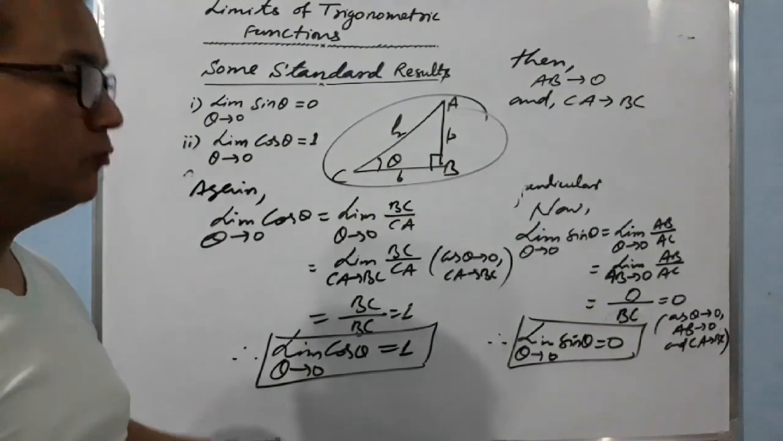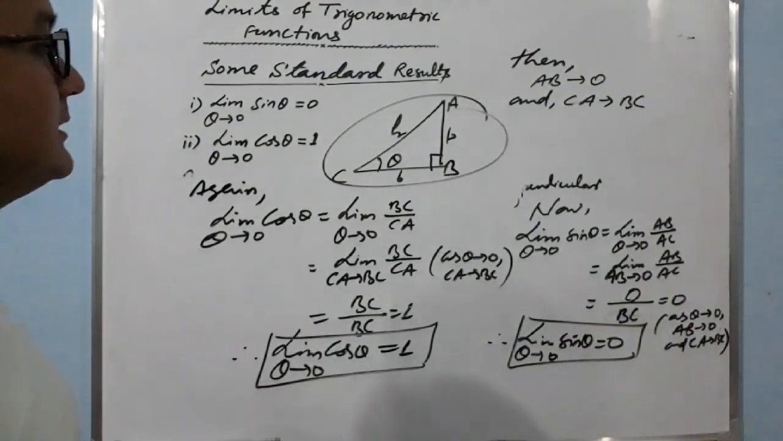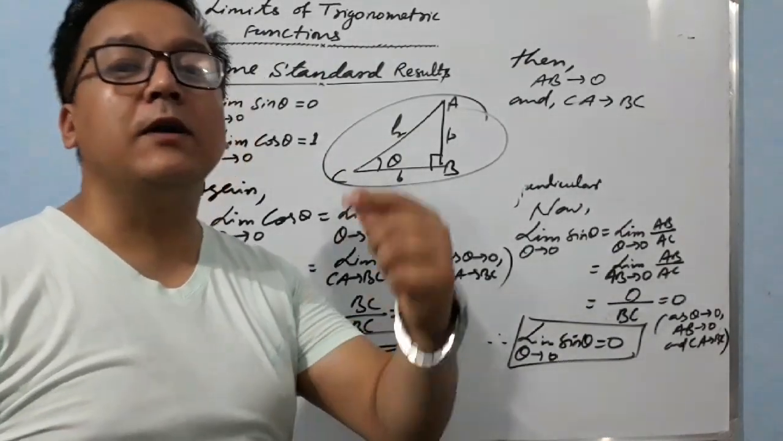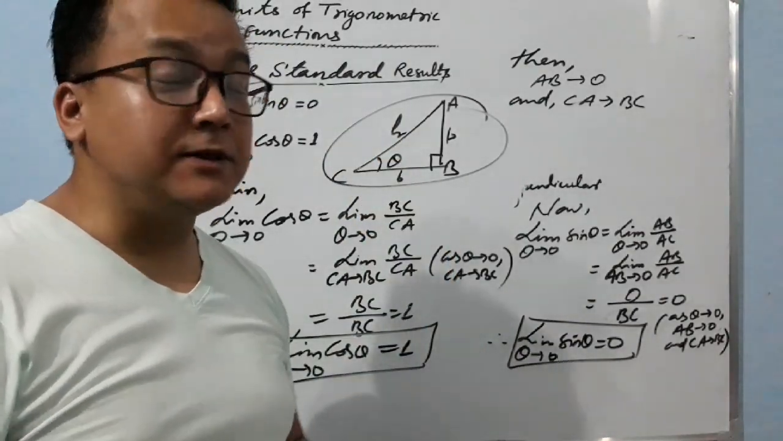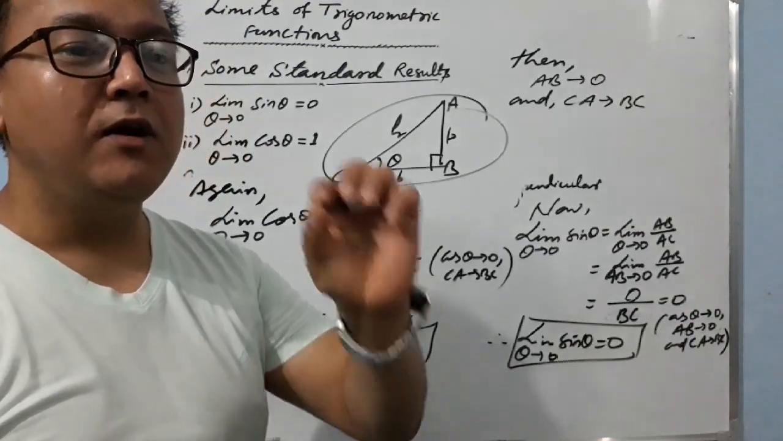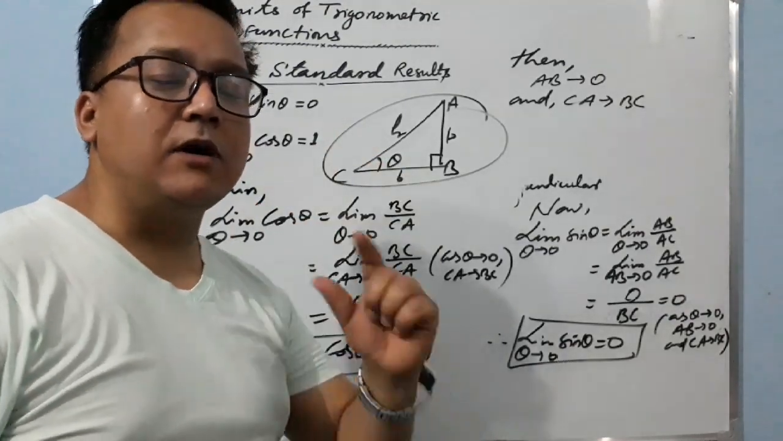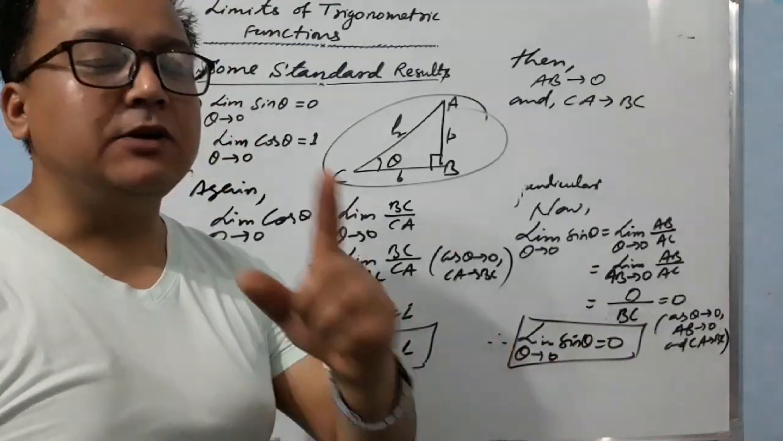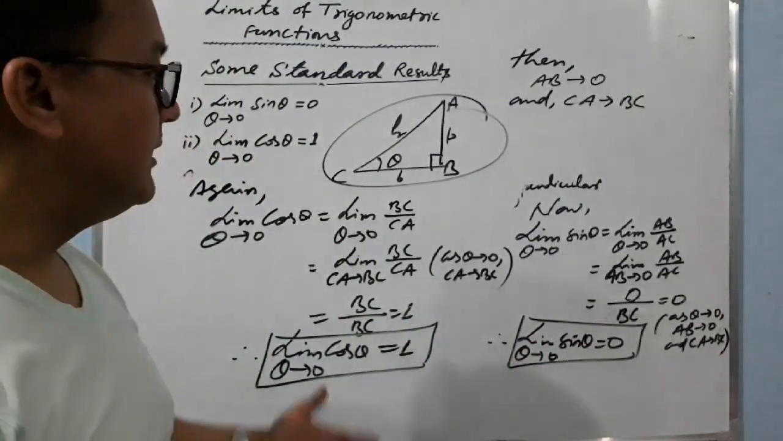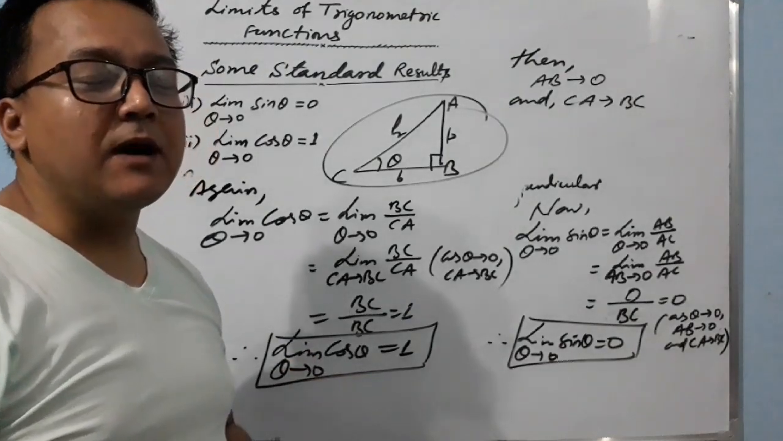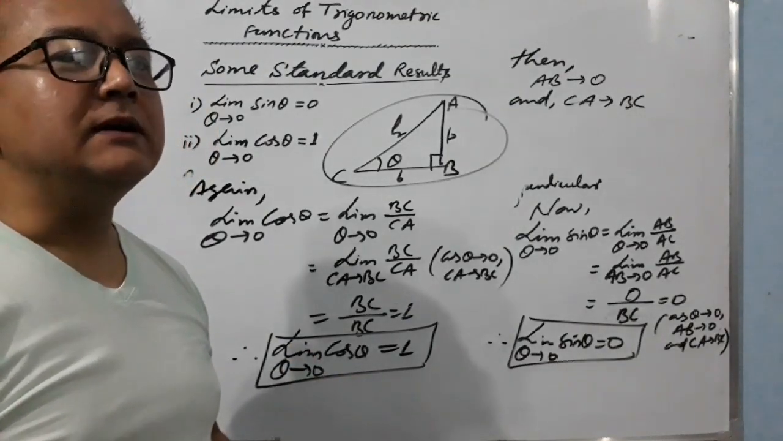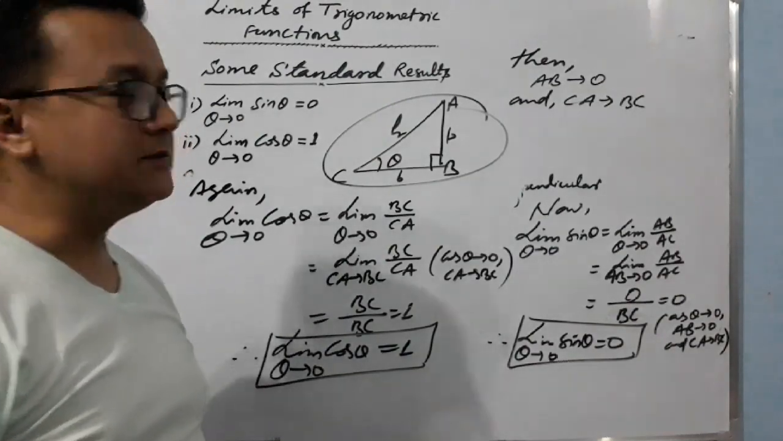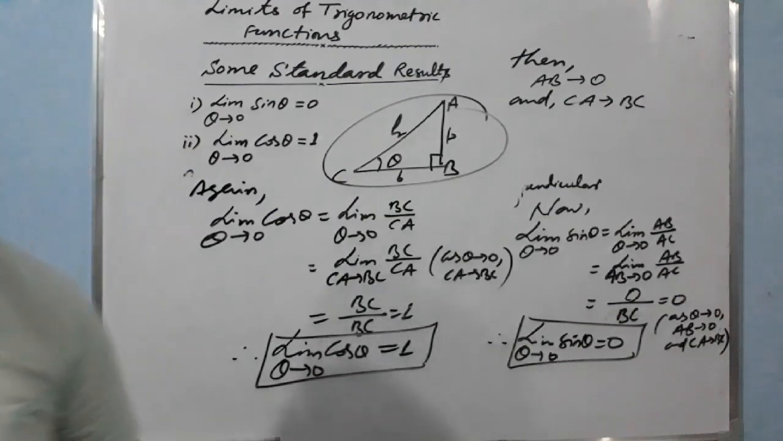I think you are clear about these two results. Now you don't have confusion. In your brain you can keep only one thing: the limit of sine theta as theta tends to 0 is 0, and the limit of cos theta as theta tends to 0 is equal to 1. Now we will see the next very important theorem in limits of trigonometric functions.